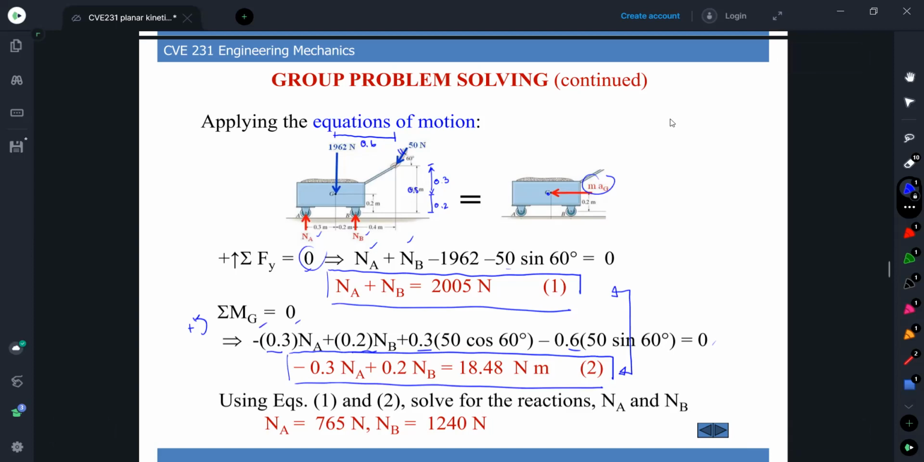After we solve these equations, we obtain N_A equal to 765 Newton and N_B equal to 1240 Newton. That completes this problem.